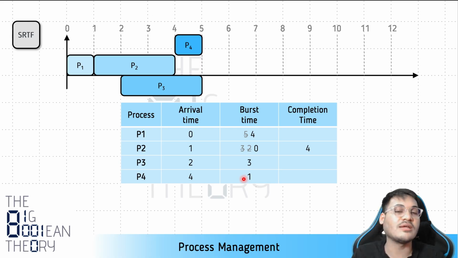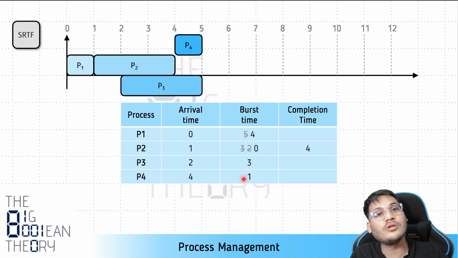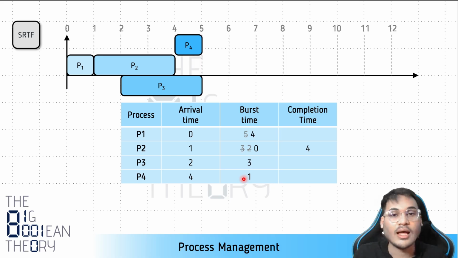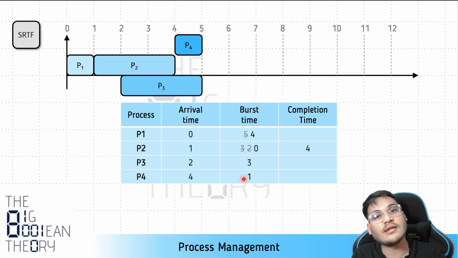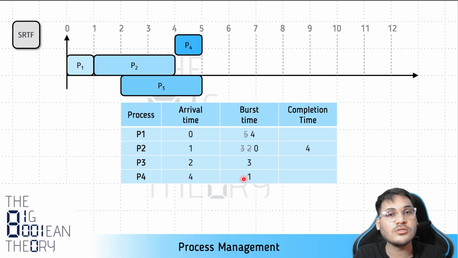So shortest remaining time first actually reduces to a non-preemptive shortest job first algorithm once all of the processes have arrived, because preemption is only done when there is a chance that there is a better candidate in the system, and that happens only when new processes arrive. When a new process arrives, at that point there is a chance to reevaluate and see which is the one with the shortest remaining time.